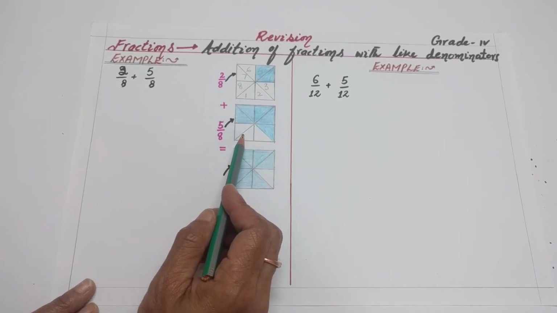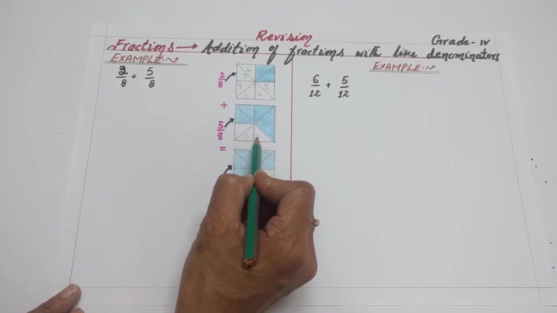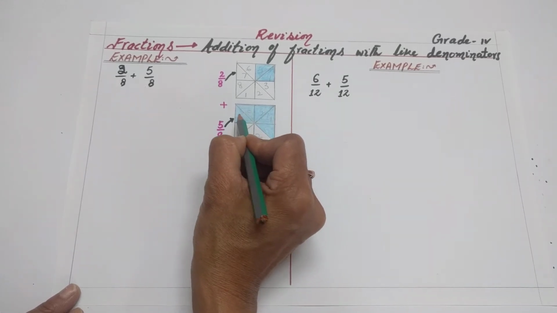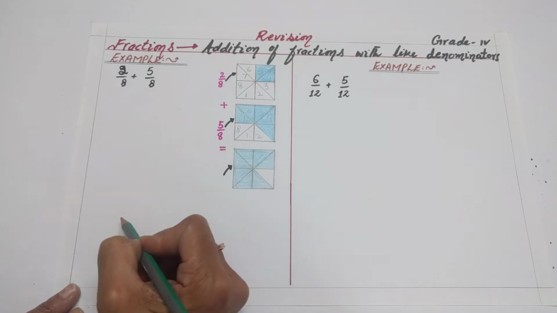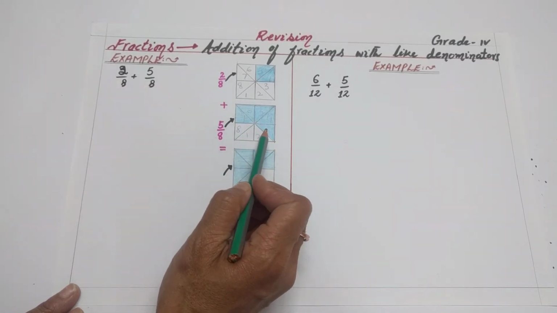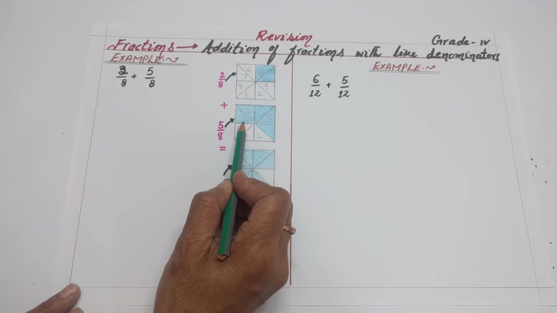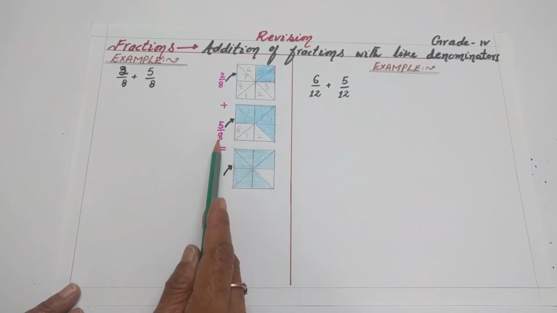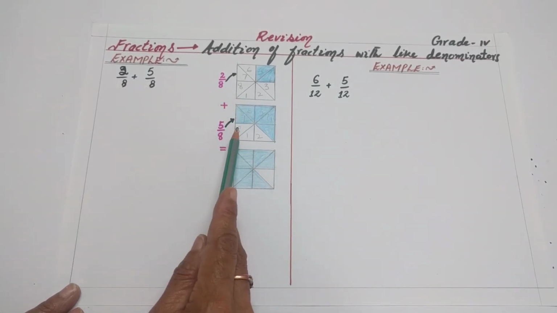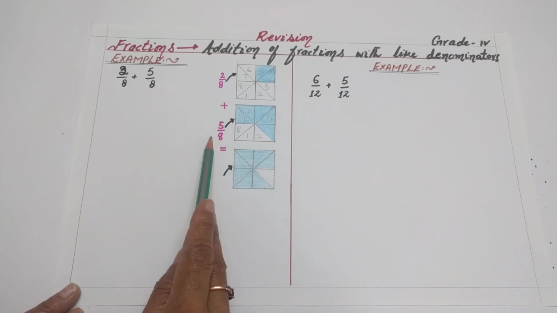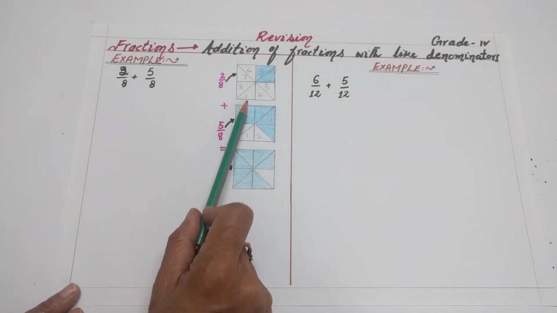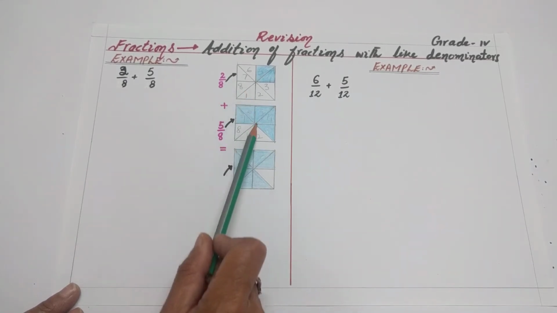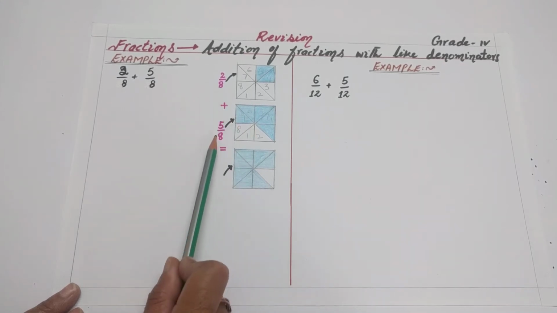In the second shape, again we have 8 equal parts: 1, 2, 3, 4, 5, 6, 7 and 8. But the shaded parts are 1, 2, 3, 4 and 5. So the fraction is 5 by 8. For this shape we have the fraction 2 by 8 and for this we have 5 by 8. In both shapes we have the same number of total parts, 8 equal parts in the first and 8 in the second. It means the denominator of both shapes is same, that is 8 and 8.